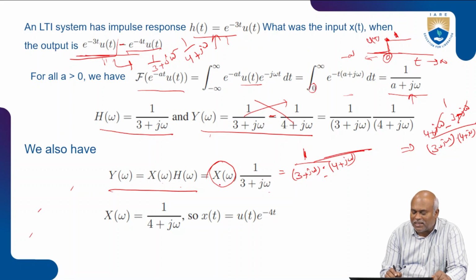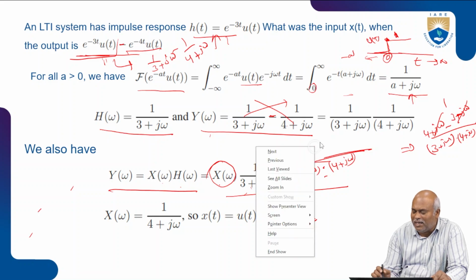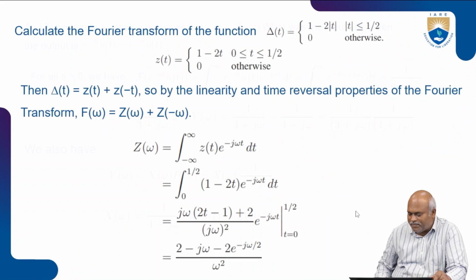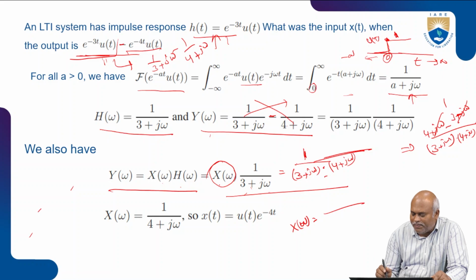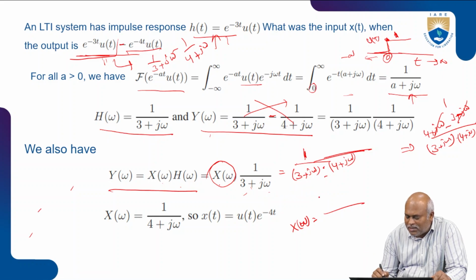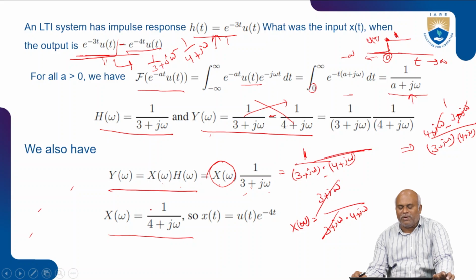Now we need X. We take this term, and X of omega is equal to, going to the right side, 3 plus j omega divided by 3 plus j omega into 4 plus j omega. These two cancel. So finally what we got is X of omega equal to 1 by 4 plus j omega.